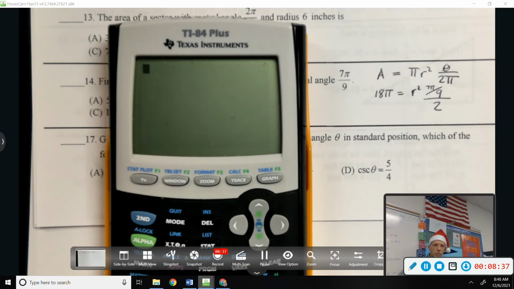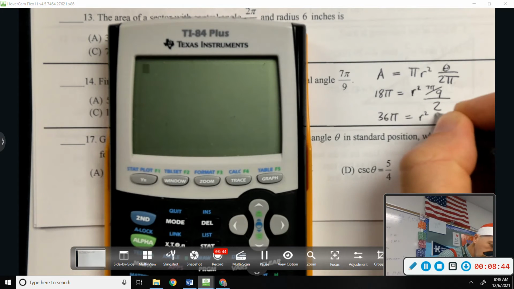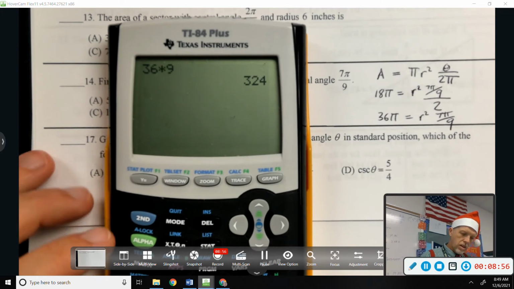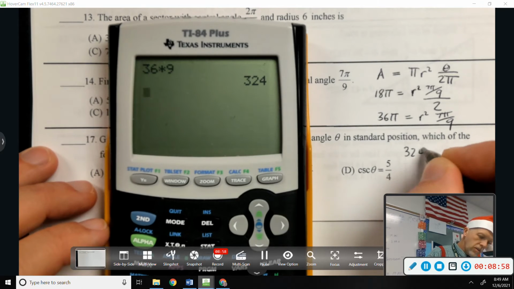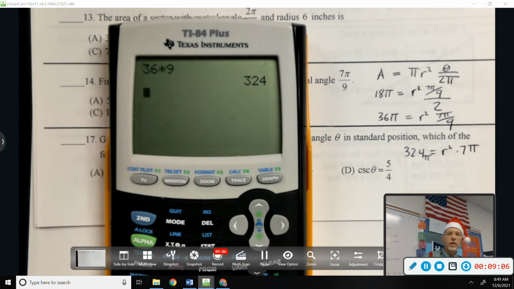Oh, I'd multiply by 2. In fact, I might not even use the calculator yet. 36 pi equals r squared times 7 pi over 9. Multiply by 9. 324 pi equals, wait a minute, equals r squared times 7 pi. Let's divide by, you know what, let's switch to decimals here.